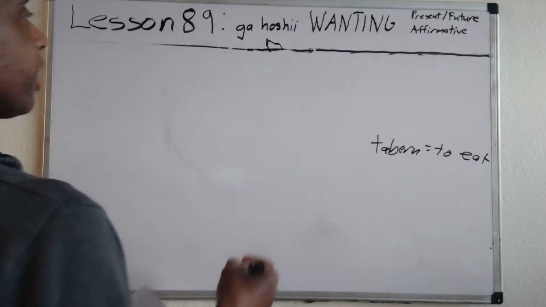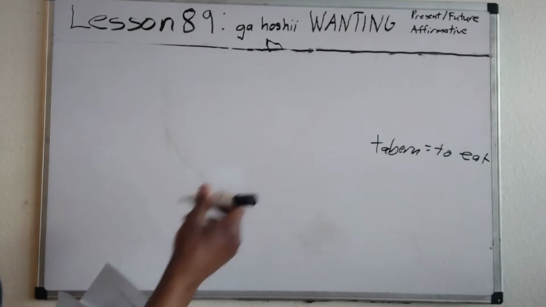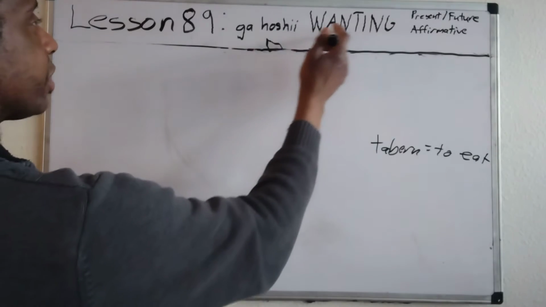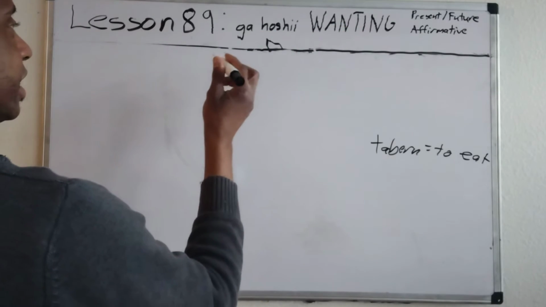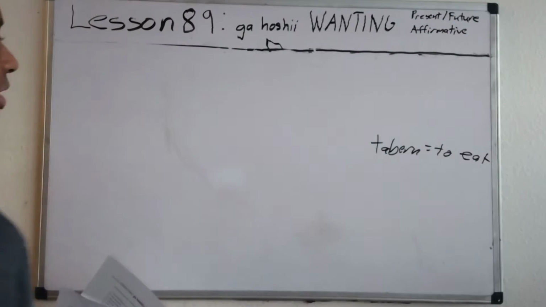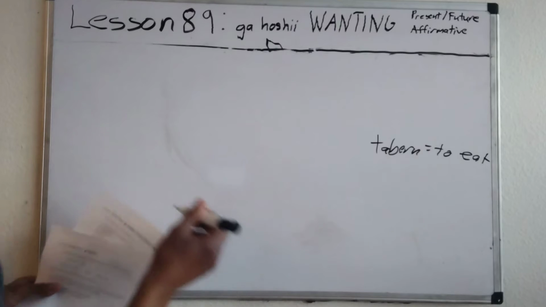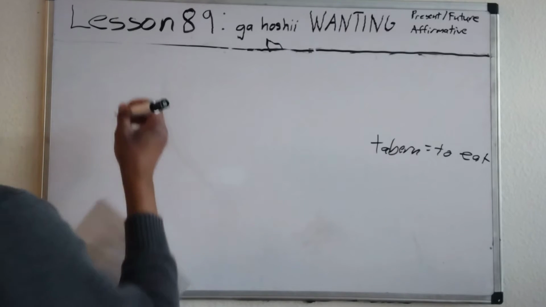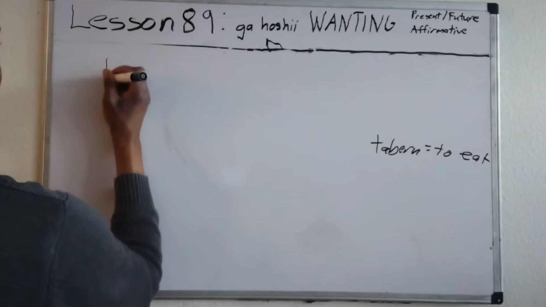Previously, we've gone over how to say to want to do something, okay? In this lesson, we're going to go over how to say wanting an object in the present future affirmative tense, okay? So, just to do a review of wanting to do something, we'll go over an example.